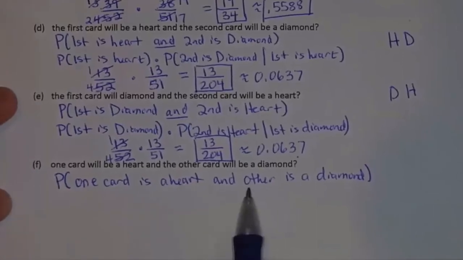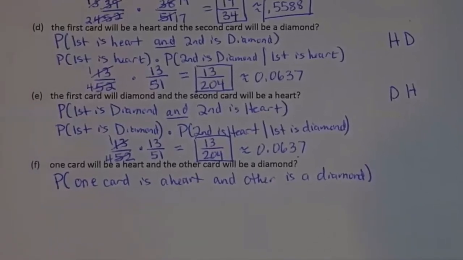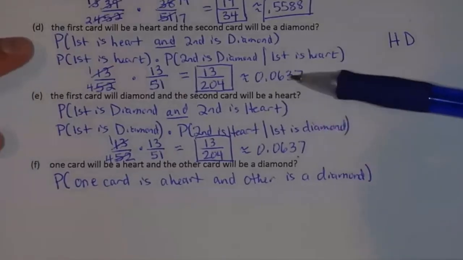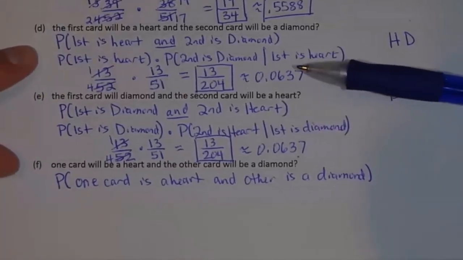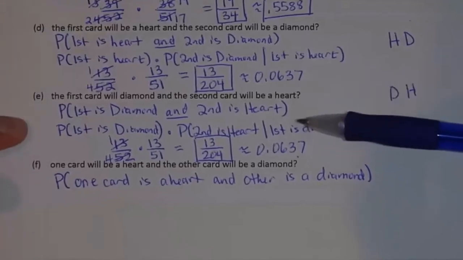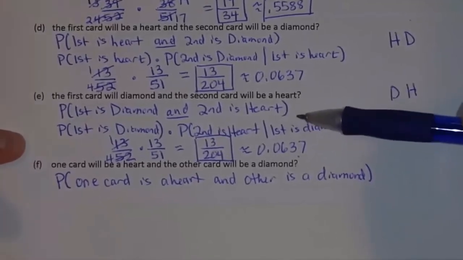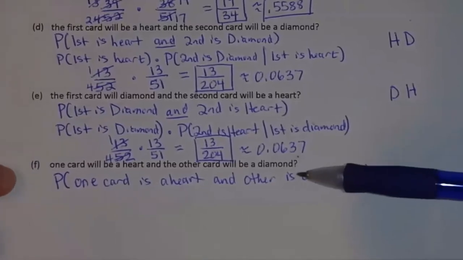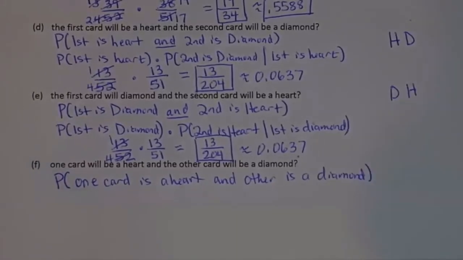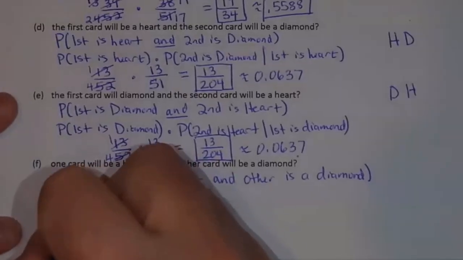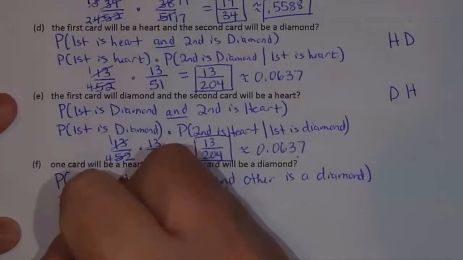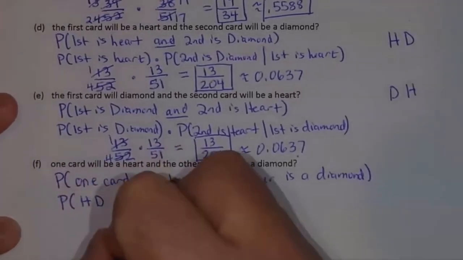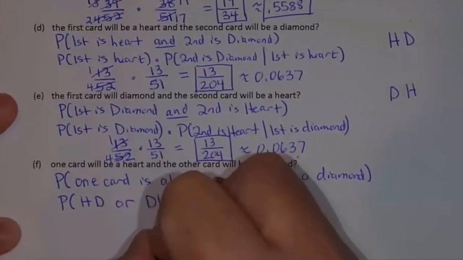So if one card's a heart and the other's a diamond, it's not specifying which is which. Like in question D, the first card was the heart, the second card was the diamond. In question E, the first card was the diamond and the second card was the heart. This question, one heart, one diamond, but it's not really saying which one's first, which one's second. That doesn't matter in this part. It's just a matter of, did you get one of each? So in other words, what could happen here is we get heart first, diamond second, or we could get diamond first, heart second.